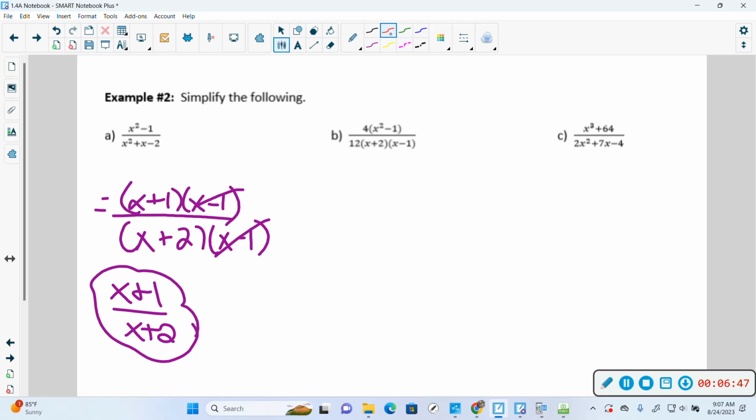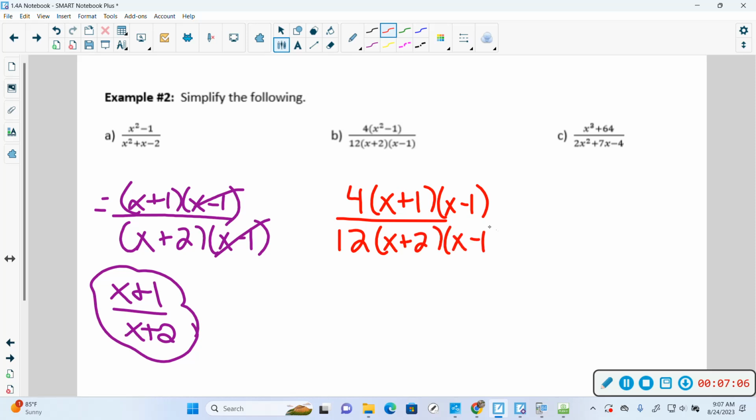Okay, same thing. I'm going to try to factor, look for the common factors, cross them out. Now the bottom's kind of nice because I kind of factored it for us a little bit. I can't do a lot there. But that x squared minus 1, let's factor that. X plus 1, x minus 1. So I'm going to, of course, cancel out the x minus 1s.